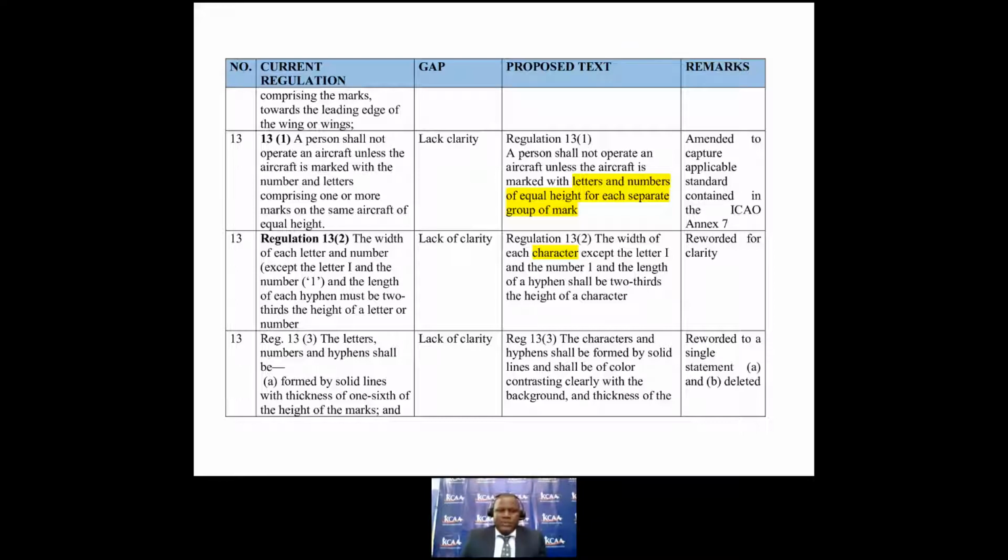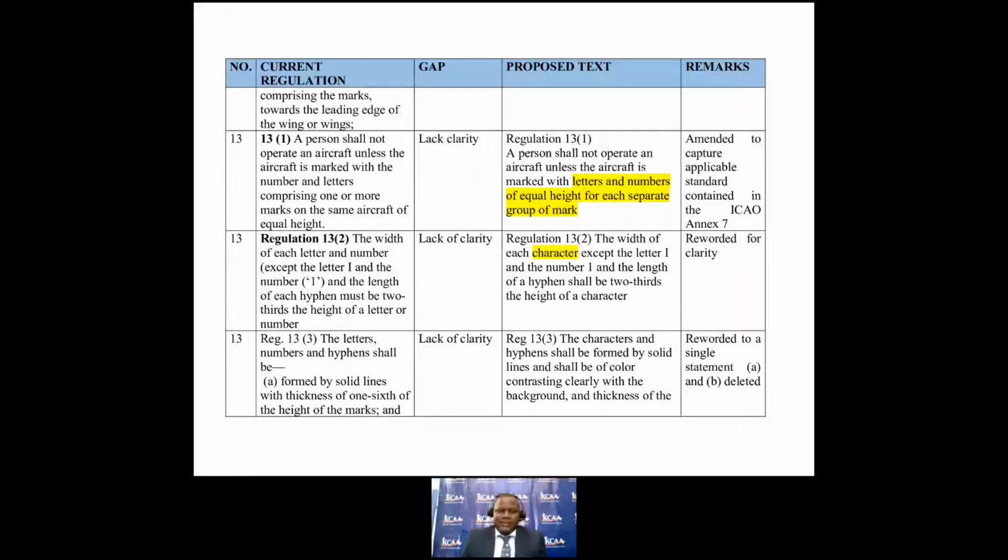Regulation 13.2, from the current regulation, there was a word missing, the word character, and now it is proposed to read, the width of the character except the letter I and the number 1, and the length of a hyphen shall be 2/3 the height of a character. This is reworded for clarity.